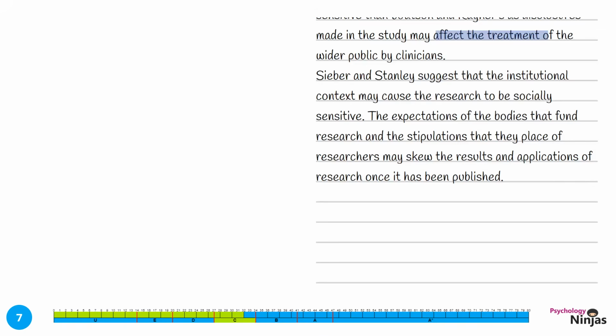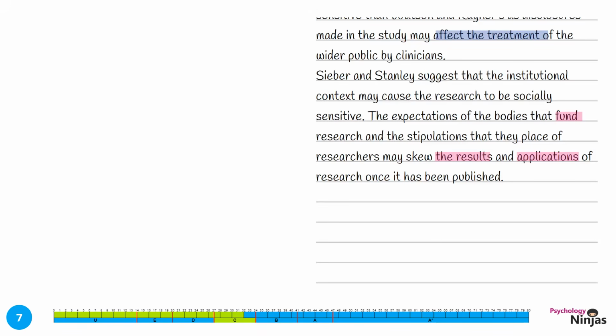Here we're clearly talking about who might fund research and what implications this might have, that these might skew the results and applications. Those organisations that fund research have their own identities and their own aspirations for that particular piece of research, and researchers need to be really cautious about this.